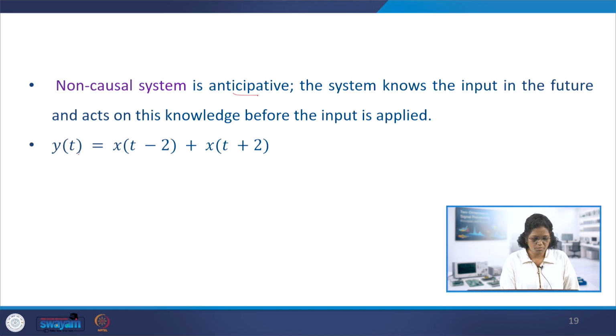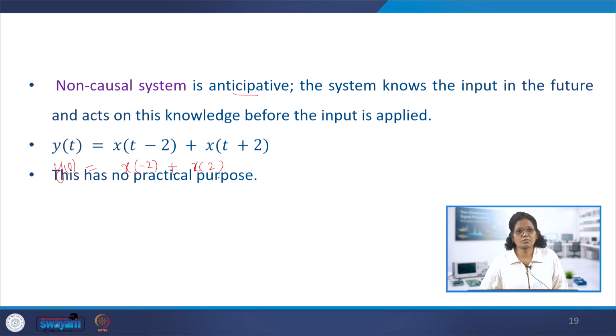Suppose for example y of t equal to x of t minus 2, that's okay. If t minus 2 is possible, that is a causal system. But consider adding x of t plus 2. If at t equal to 0 I want y of 0 equal to x of minus 2, that's fine, and x of 2. This input is not known at this point. So this is expecting the future input x of 2, so this is a non-causal system. This system has no practical purpose here, because I cannot wait for a future input.